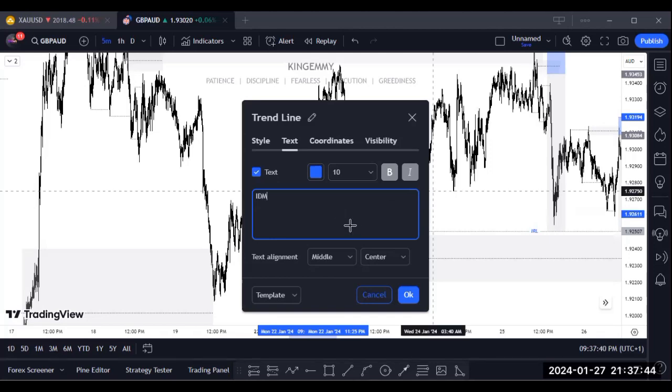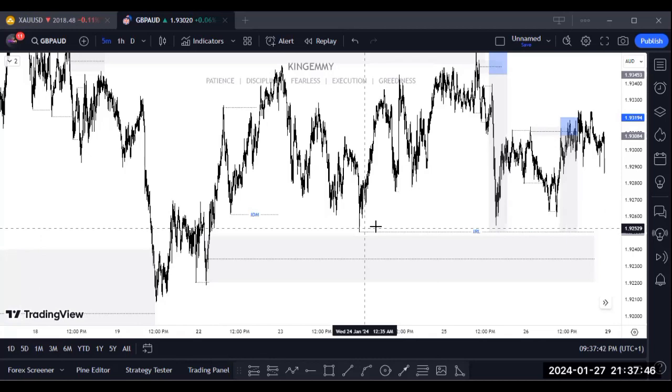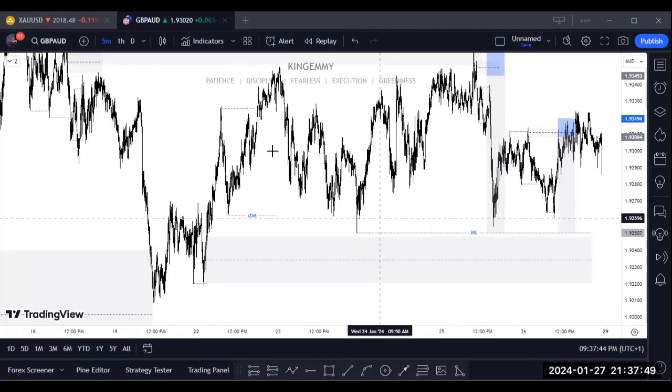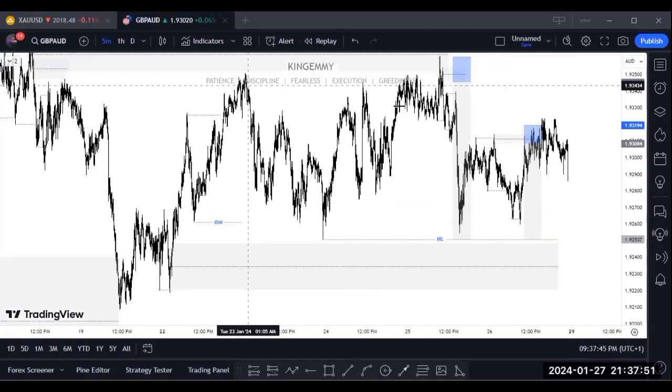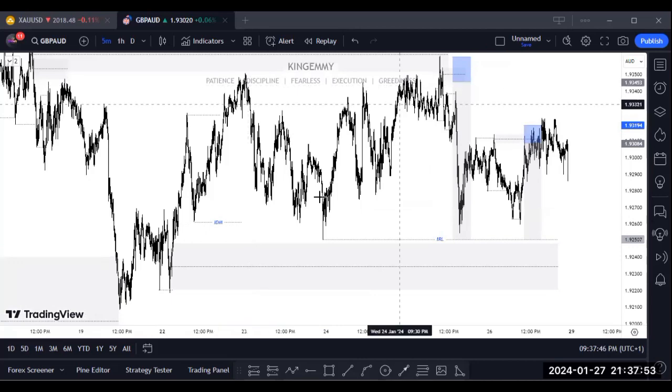Then what do you call this? Inducement again? No, now. Everything was done what? Internally. So this is what? Internal range liquidity. You see, it happened on a range. So this internal range liquidity.